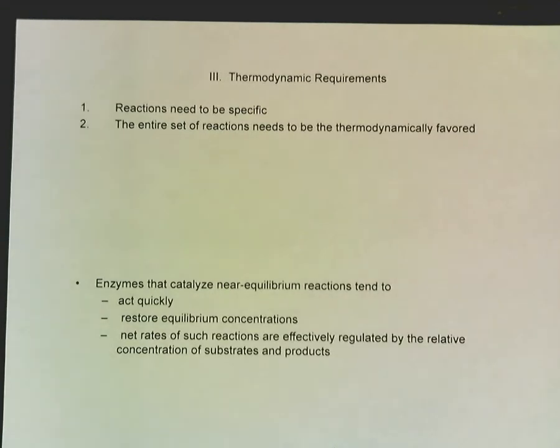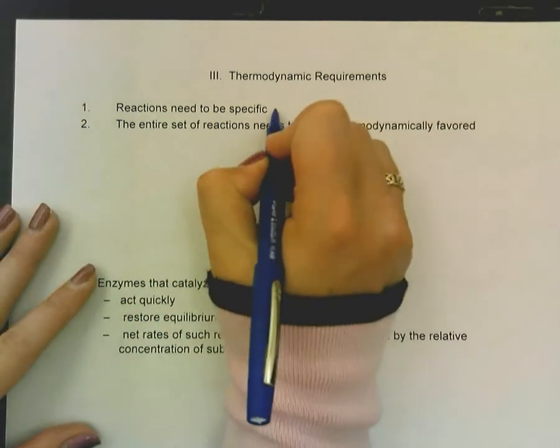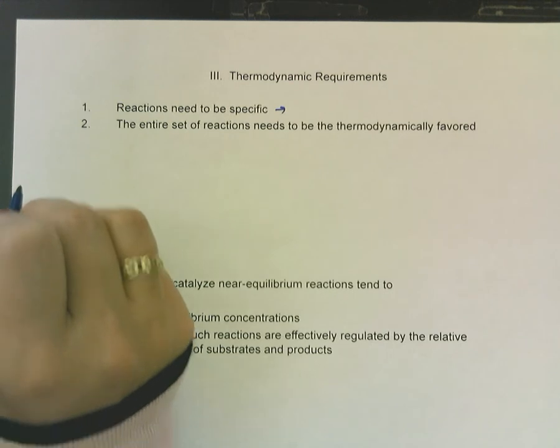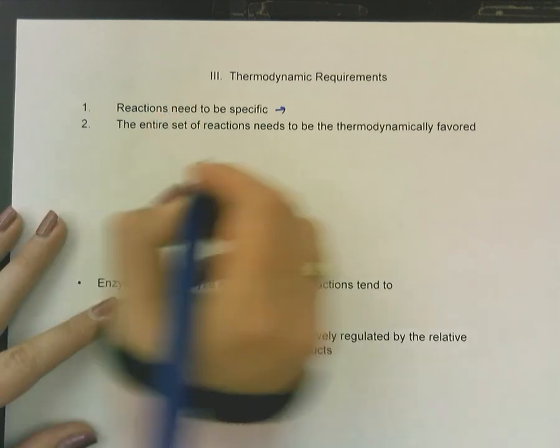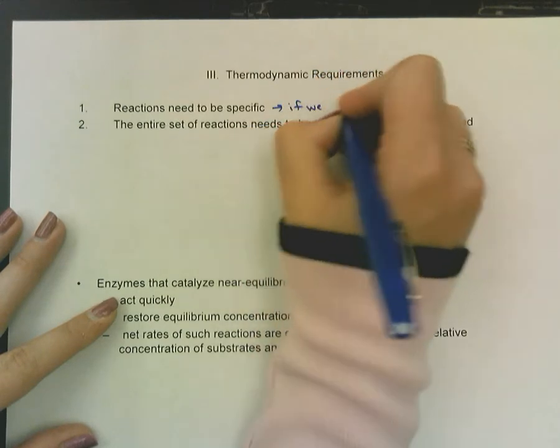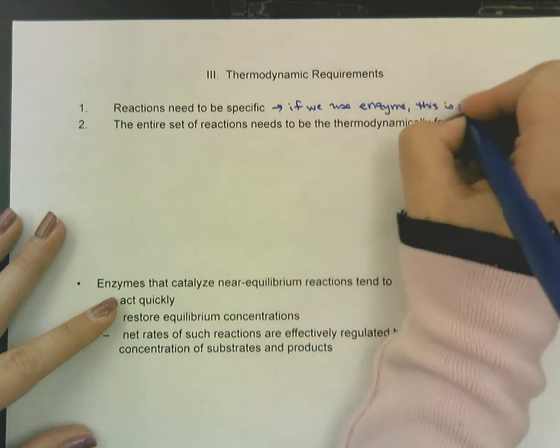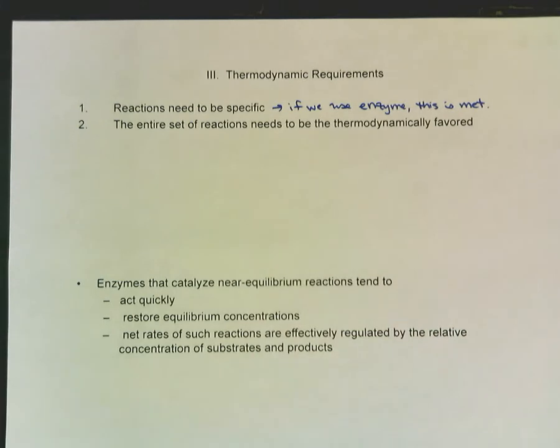So, thermodynamics is the system that drives all of these reactions. The requirements for a reaction to proceed using free energy: first, the reactions need to be specific. What do we know about enzymes that helps us out with this? Enzymes are pretty specific. So, if we use enzymes, this is met. The second requirement is that the entire set of reactions needs to be thermodynamically favored.